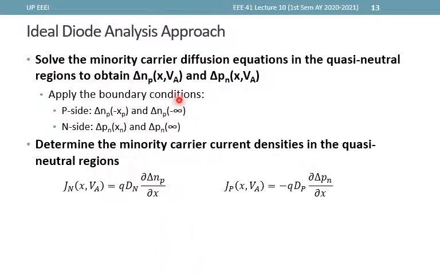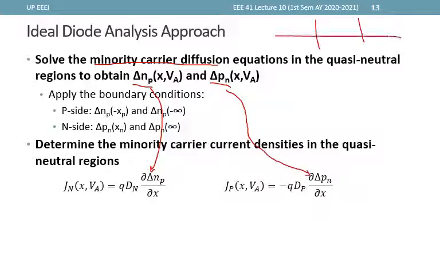So since the MCDE gives us a function of delta n and delta p, now we'll use the function of delta n and delta p to get the J_n and J_p. So that enables us to get the plot we had a while ago that looks like this one. Okay, so those are the two functions right here.